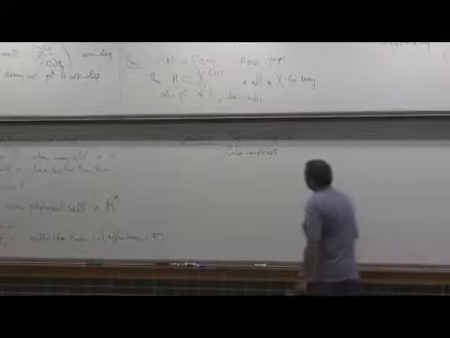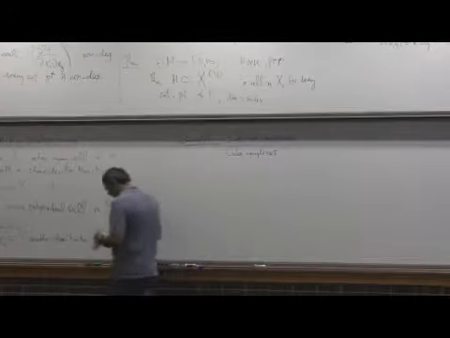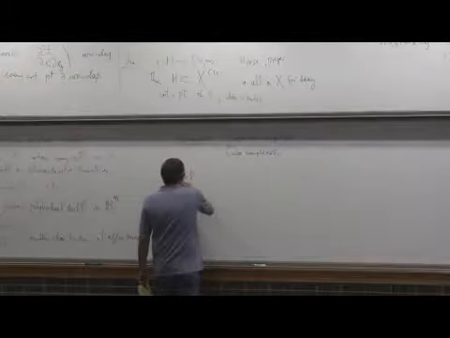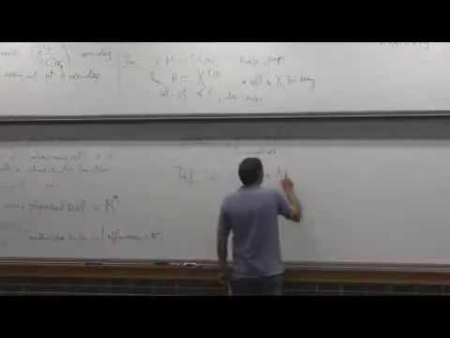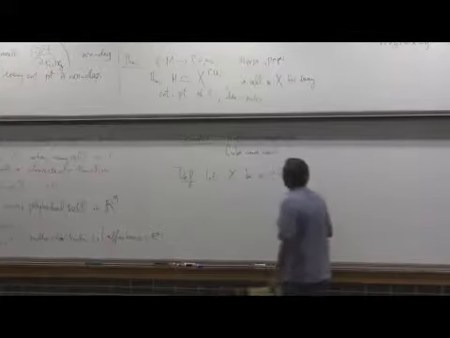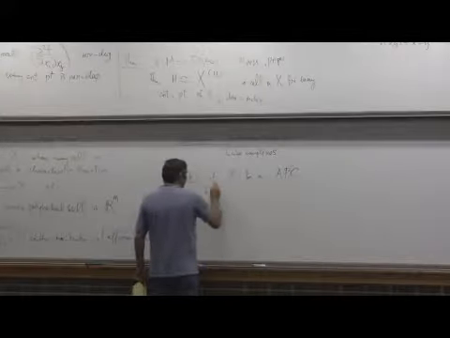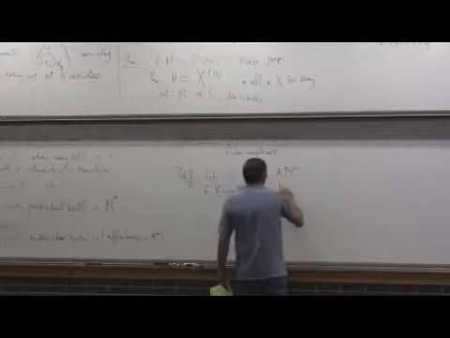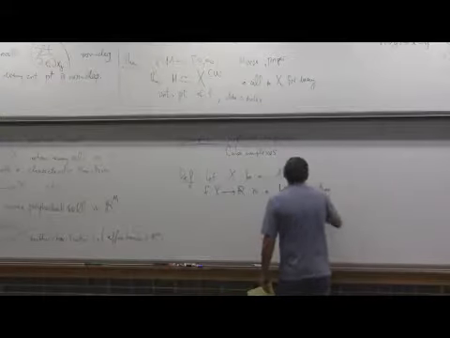Okay, so now I want to define Morse functions in such an object. Definition. Let X be a polyhedral complex, and let F be a function from X to R. F is a Morse function.